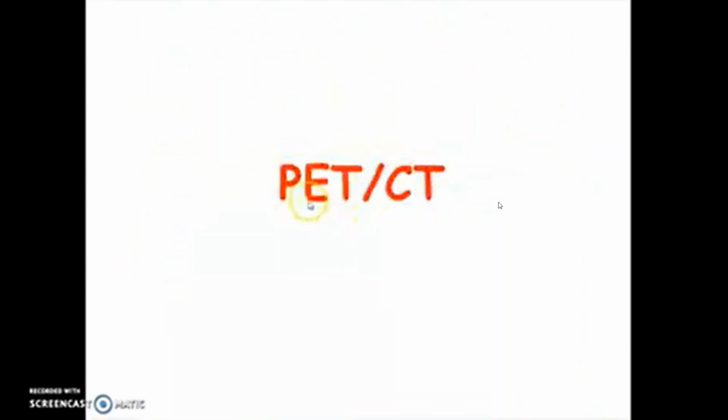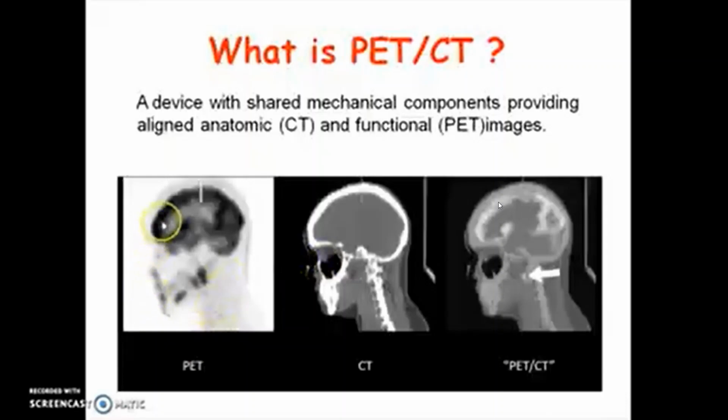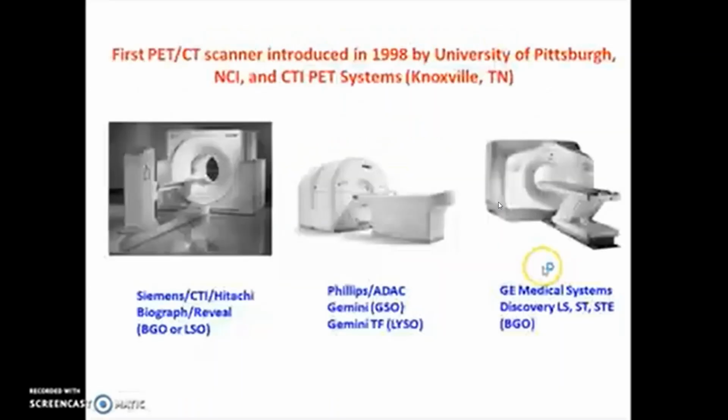Similarly, we also have PET combined with CT. We get a PET image, we get a CT image. Combined, we call it a PET-CT image. What is PET-CT? As I said earlier, it's a device with shared mechanical components providing anatomical information from the CT scan and functional information from the PET scan. Combinedly, we call it PET-CT.